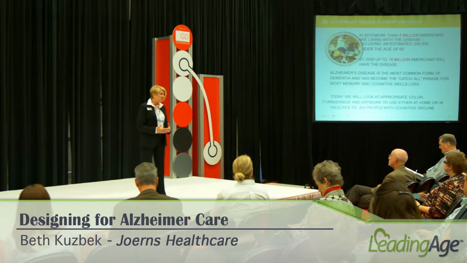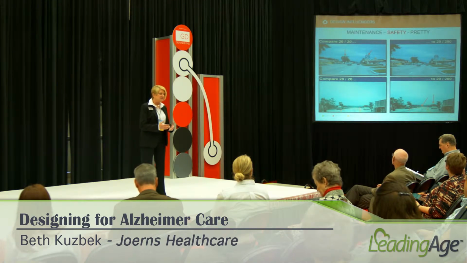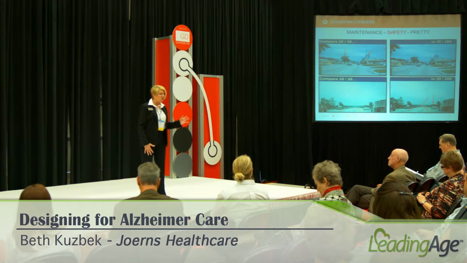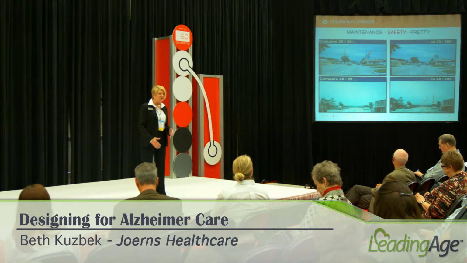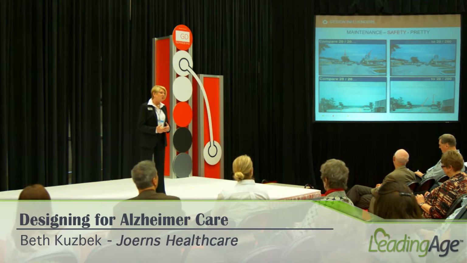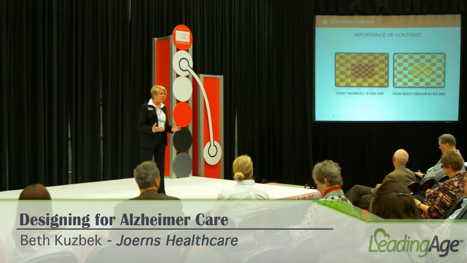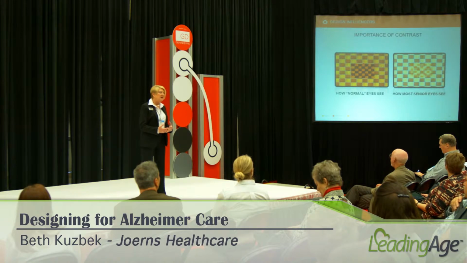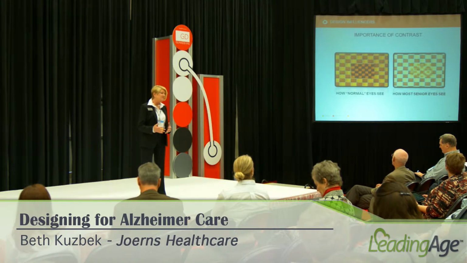One of the things that I like to do when I design is actually design for maintenance, safety, and then pretty. You can tell by these slides that are up right now that the ones on the left are 20/20 vision and the ones on the right are 20/200. And basically that's what happens to our senior eyes. So contrast and depth perception is extremely important. And what we want to do is make sure that residents and our people can actually see what we're designing. And you can see by these two slides, normalized versus what a senior sees.